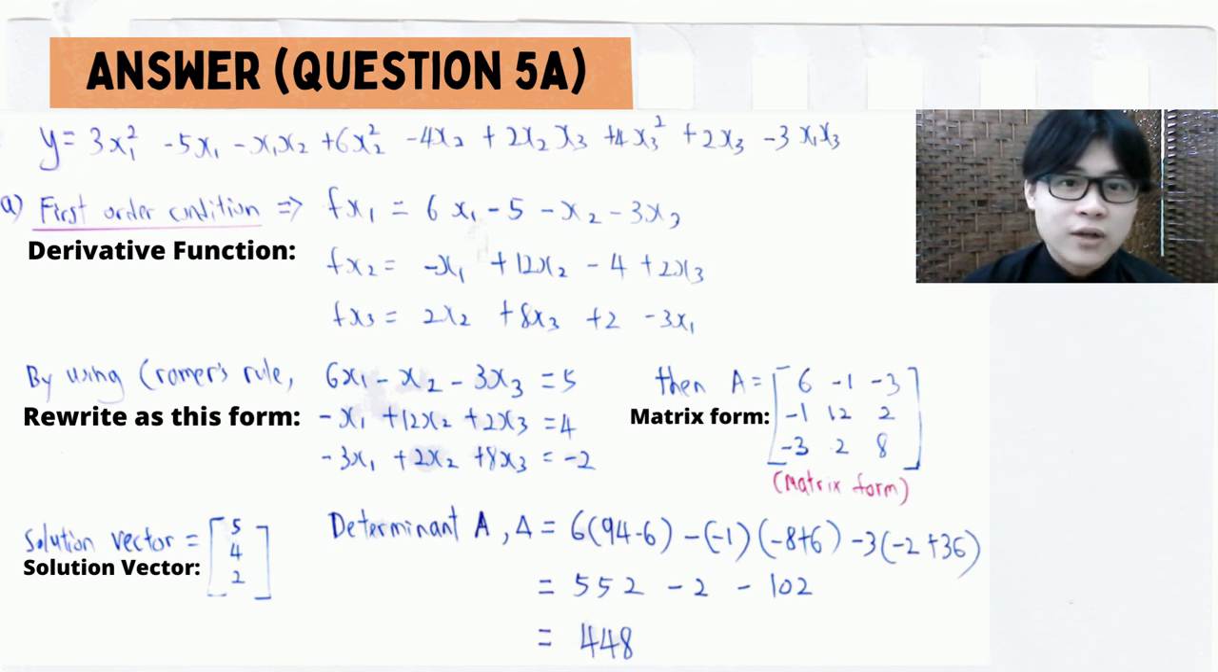Next, we need to write the functions in matrix form, with the right-hand side of the functions as the solution vector. Then, we need to find the determinant of matrix A, and the determinant of matrix A is 4, 4, 8, and the determinant will be used to find the values of x.